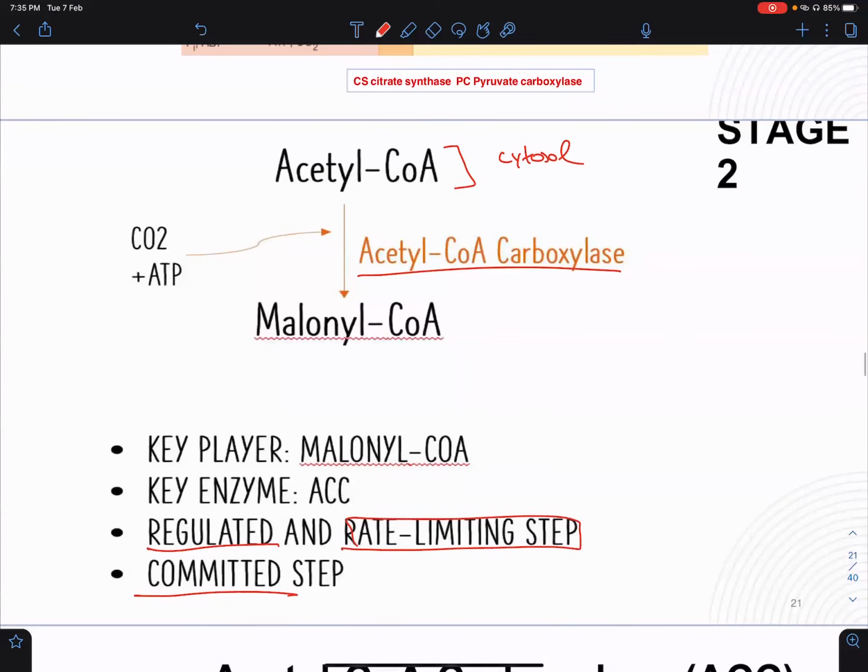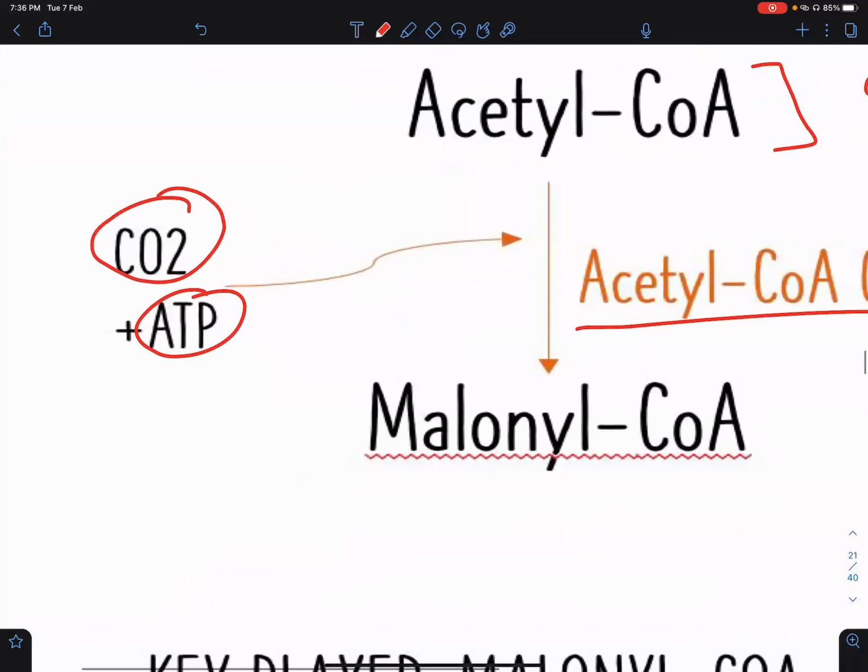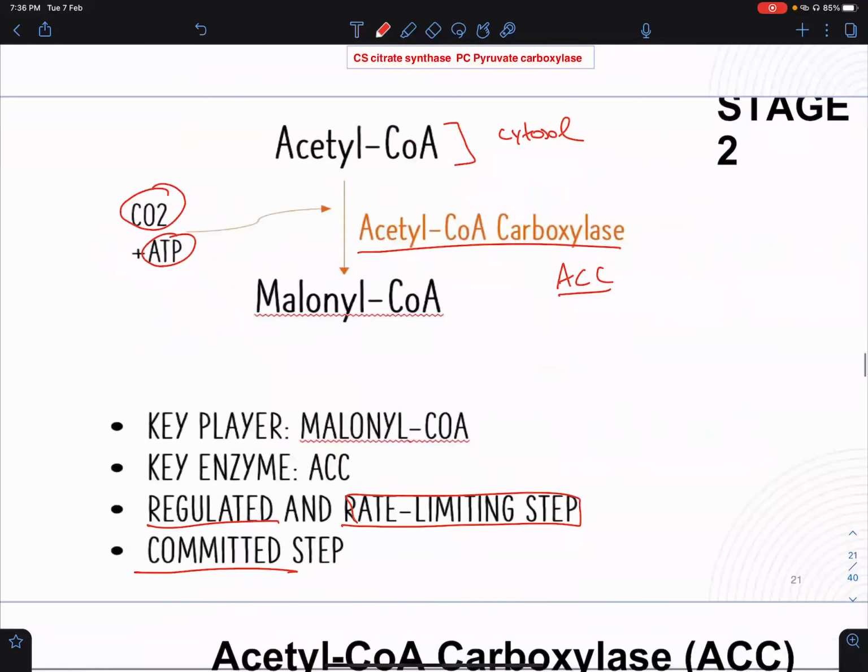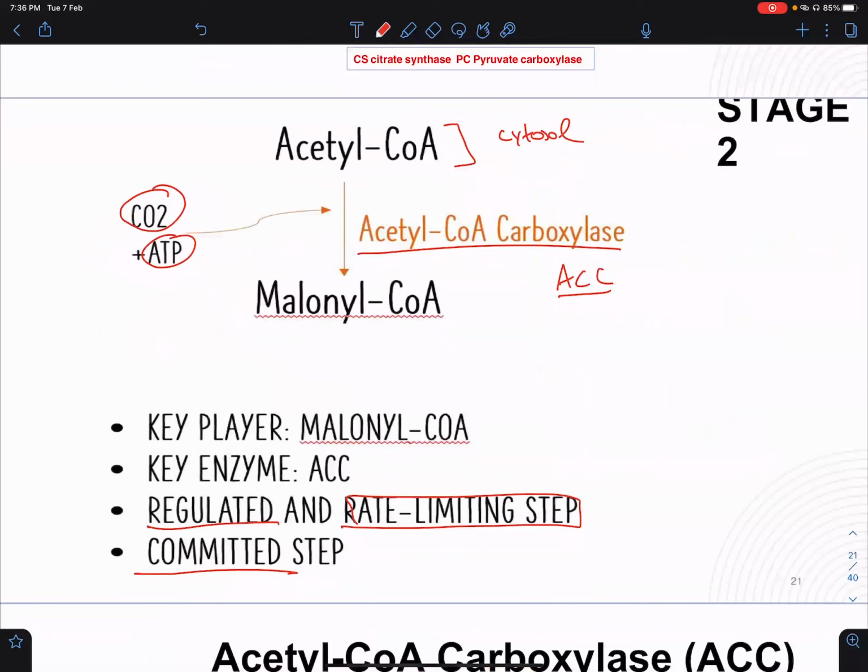So anyway, acetyl-CoA is gonna be converted into malonyl-CoA using acetyl-CoA carboxylase. You'll see it often as ACC. So this enzyme, again, is the regulated enzyme, committed step, rate limiting step. This enzyme requires carbon dioxide and ATP. So remember the carbon dioxide, this was one of the requirements for fatty acid synthesis. Now, that's it. Second step is very simple, just converting acetyl-CoA into malonyl-CoA.